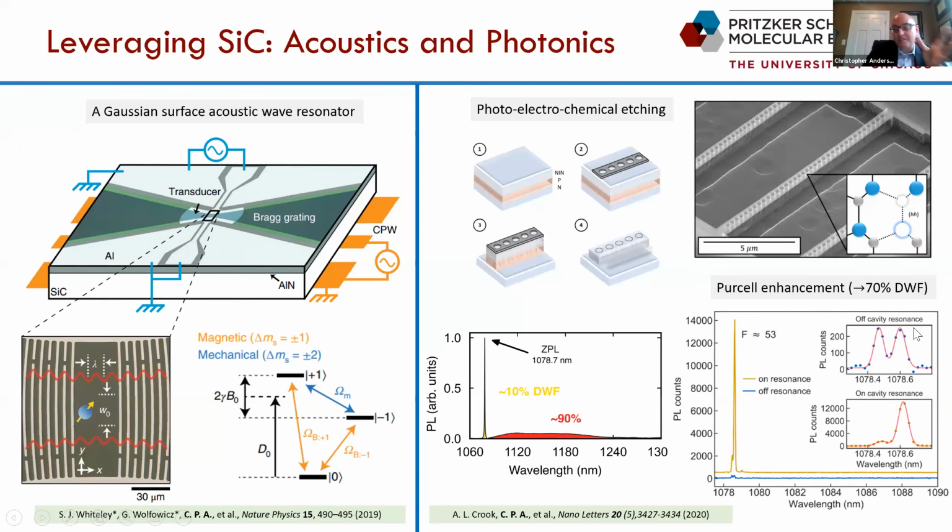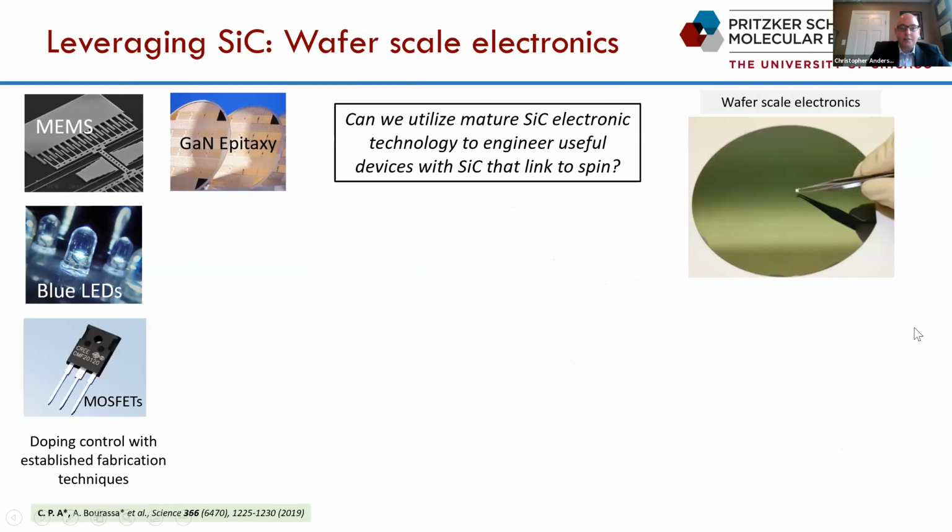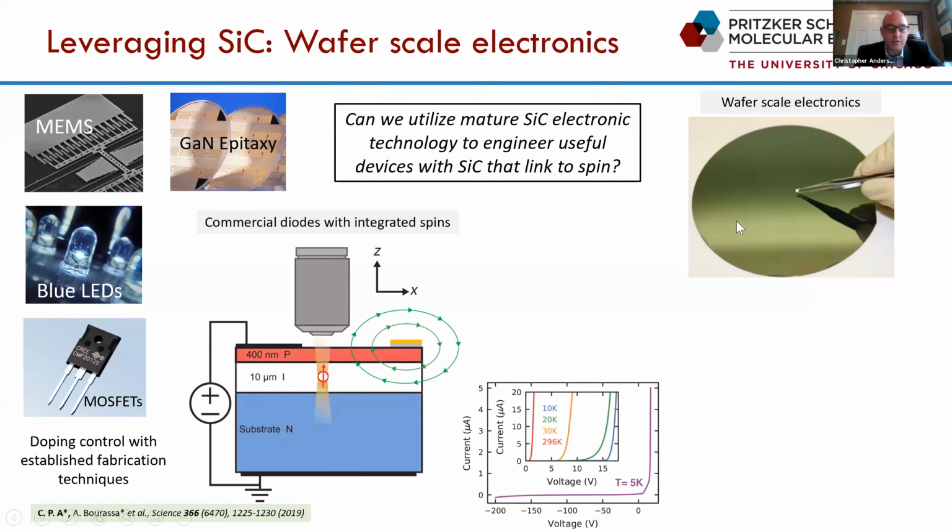So you can make acoustic devices, you can make photonic devices, but I told you that we would be focusing on this idea of using silicon carbide as an electronic device with these established wafer-scale doping and device technologies. And so the question here is, can we utilize this to make some useful quantum devices? So we call up a commercial company and ask for what we think is a very simple electronic device, which is just a PIN diode.